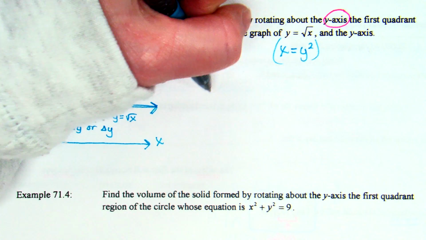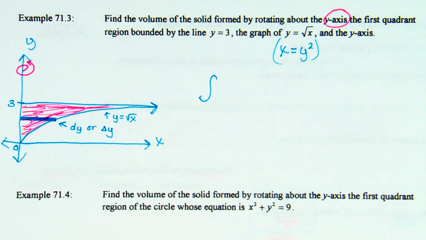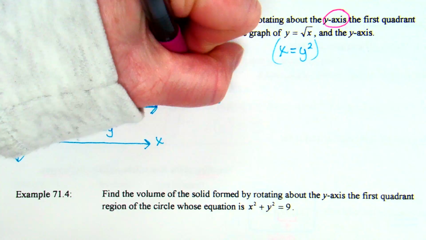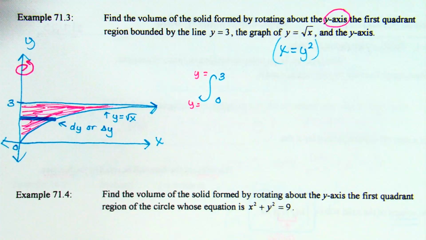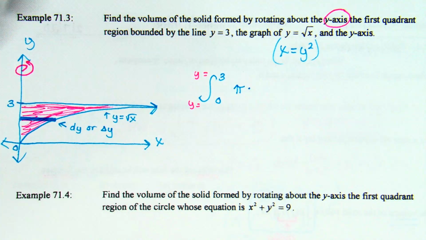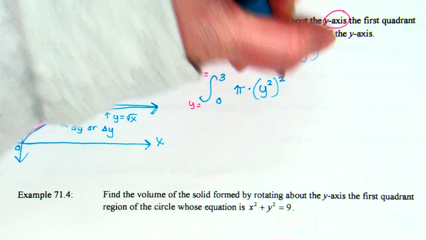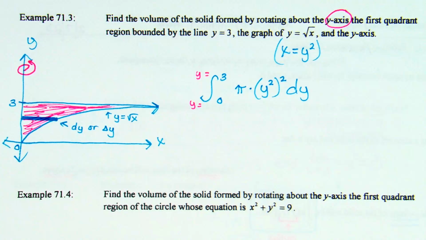Everything else I liked you guys were saying. So the integral from 0 to 3, and here's my reminder, those 0 and 3 are what? Those are y values. So from 0 to 3 of pi, the function squared, but it's the function in terms of y. So y squared dy. We got the setup down.